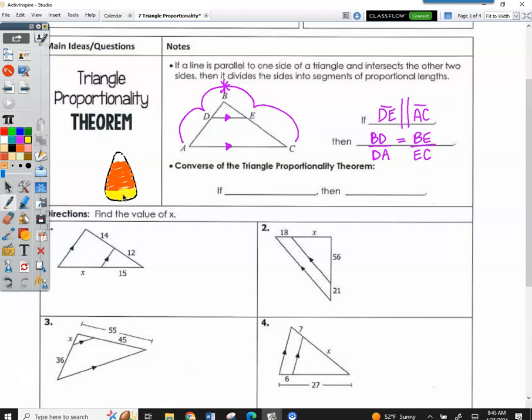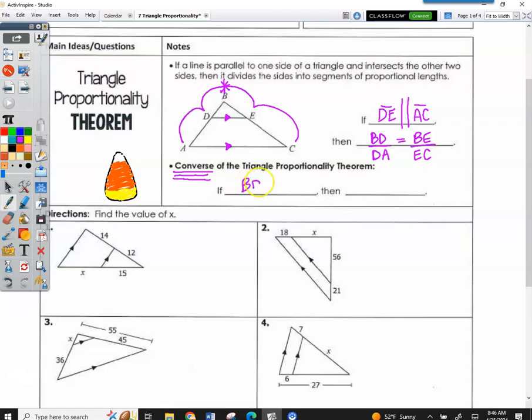If the bases are parallel, then you can go to your proportion. Notice this says converse. Converse means we switch our if, then completely. So instead of if they're parallel, then I have a proportion, the converse is if the proportion holds true, then it means the bases are parallel.